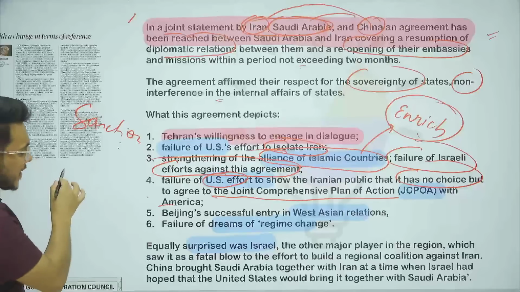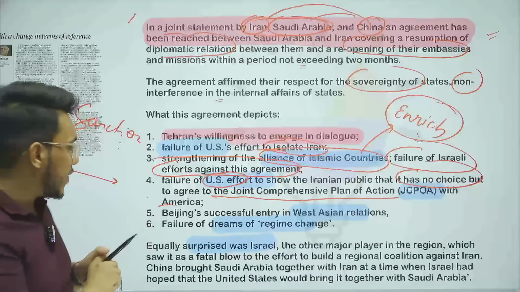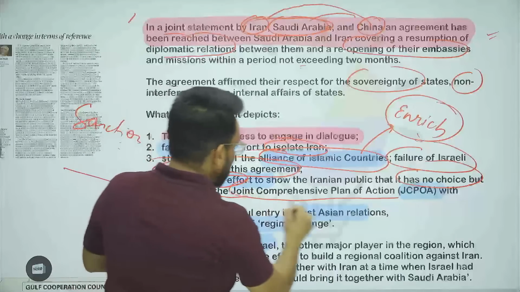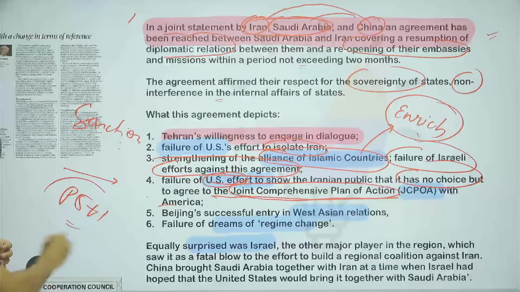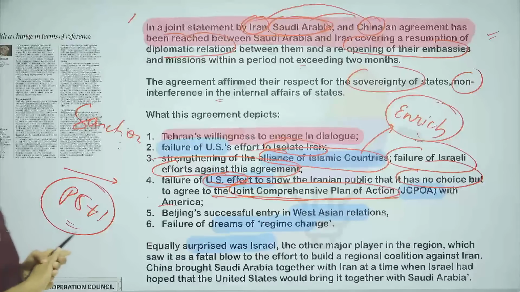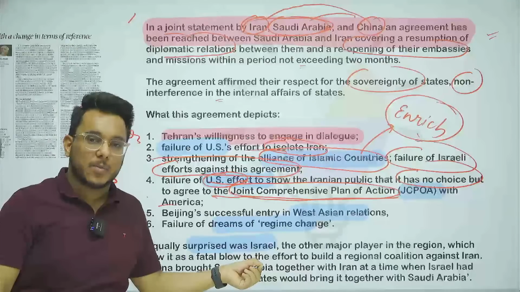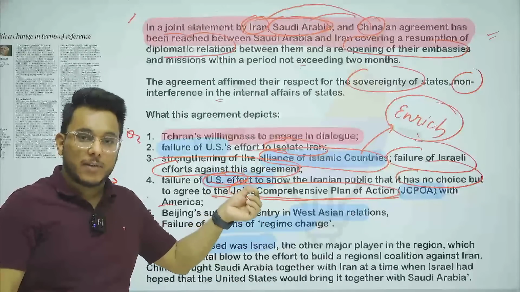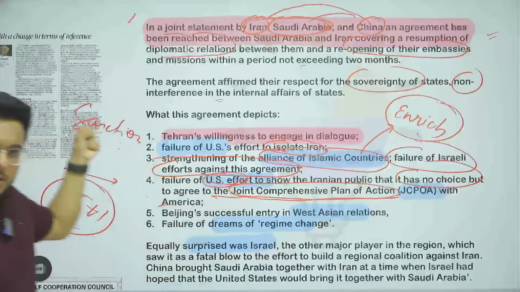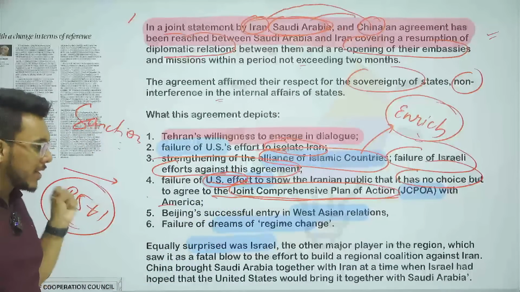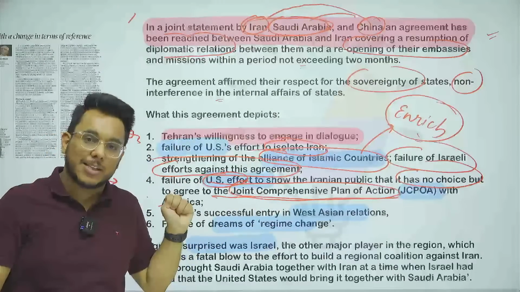Now what happened, guys? Around 2014-15, a Joint Comprehensive Plan of Action was signed by the P5+1 countries. And under this plan, it was provided that Iran has to reduce its enrichment, Iran needs to open its nuclear facilities to the IAEA for inspection, and in return the USA will remove the sanctions. This was an agreement that was imposed by the USA on Iran. Iran accepted this Joint Comprehensive Plan of Action.